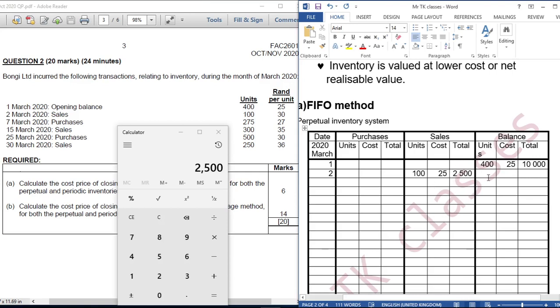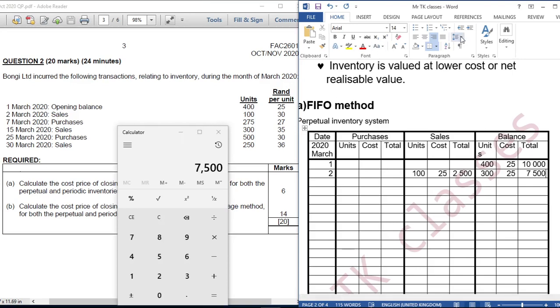All right, so now that we have sold 100 items, we had 400 items here. Now that we have sold 100 items, how many items are we gonna be having? 400 subtract 100, we are gonna be having 300 items after this sale. And remember our cost price is 25. 300 multiplied by 25, what do we get? 7,500. Then now we are moving on to this purchase that is here.